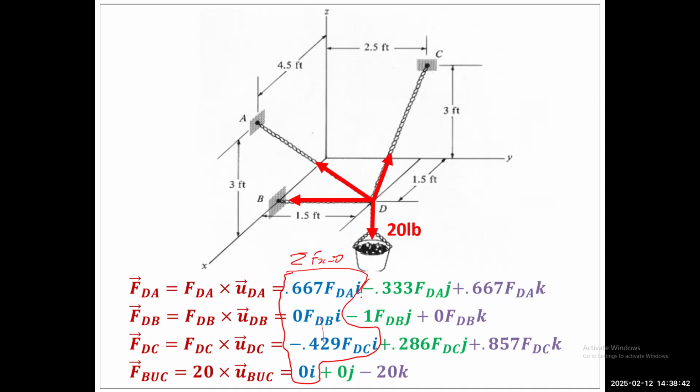And for your y, you take the green, everything green. And you say sum of F of y equals 0. So you must remember that. And then the sum of your F of z equals 0.